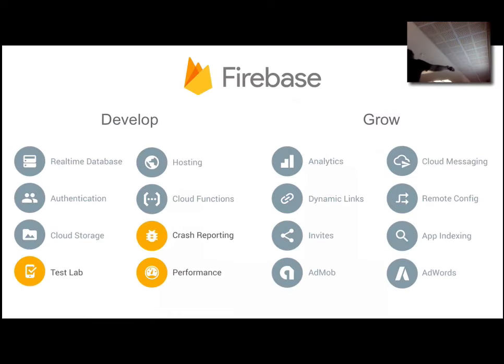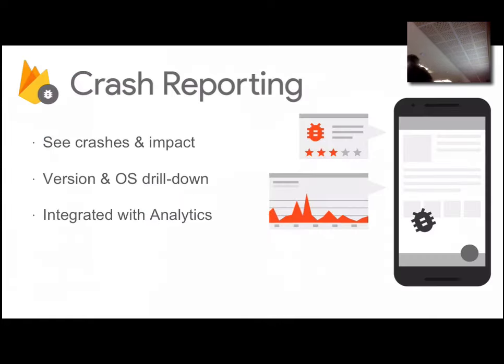So we have talked about development. Now let's talk about crash reporting. This will be a small section. You can see crashes and impact. You can drill down by version. Whenever there is a bug, you will want to know if this bug is happening on an ASUS phone, which device model, which OS version, which manufacturer. It will show you all the crashes, everything, all the stack traces.